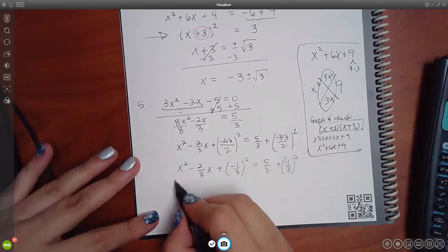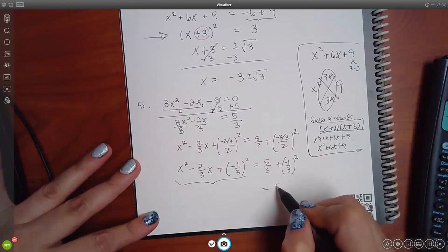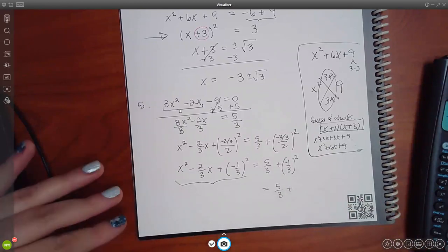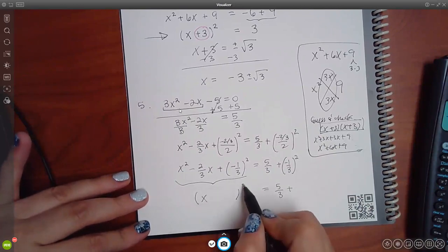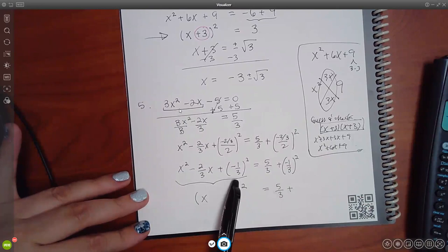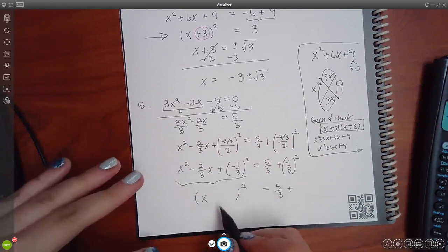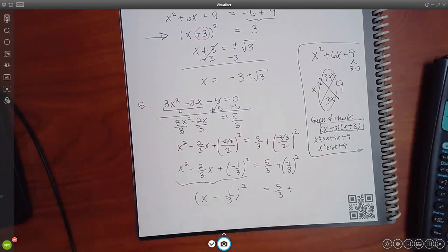So now again, I use the shortcut for this side. For that side, I cannot. I have to actually square that and figure out what number it is and then add it together. But over here, I'm going to say x and a square. And what's inside this parentheses before I square it? So that's exactly what's going to go in here. It's going to go -(-1/3).